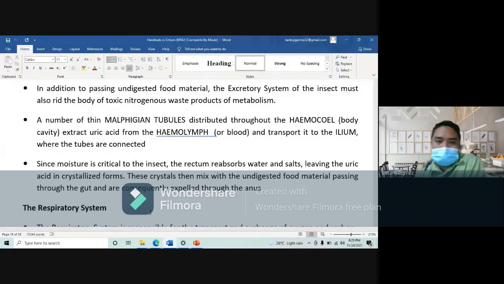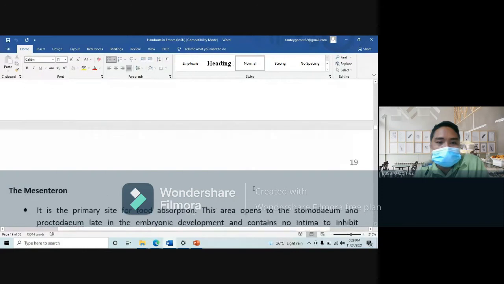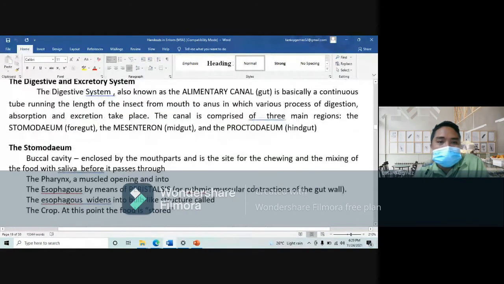So mao na siya ang process. If there are undigested food materials nga dili pa ma-release, with this process magawa siya, mahinahinay siya og kagawas through its anus. Okay, this is the function of the insect's digestive system.